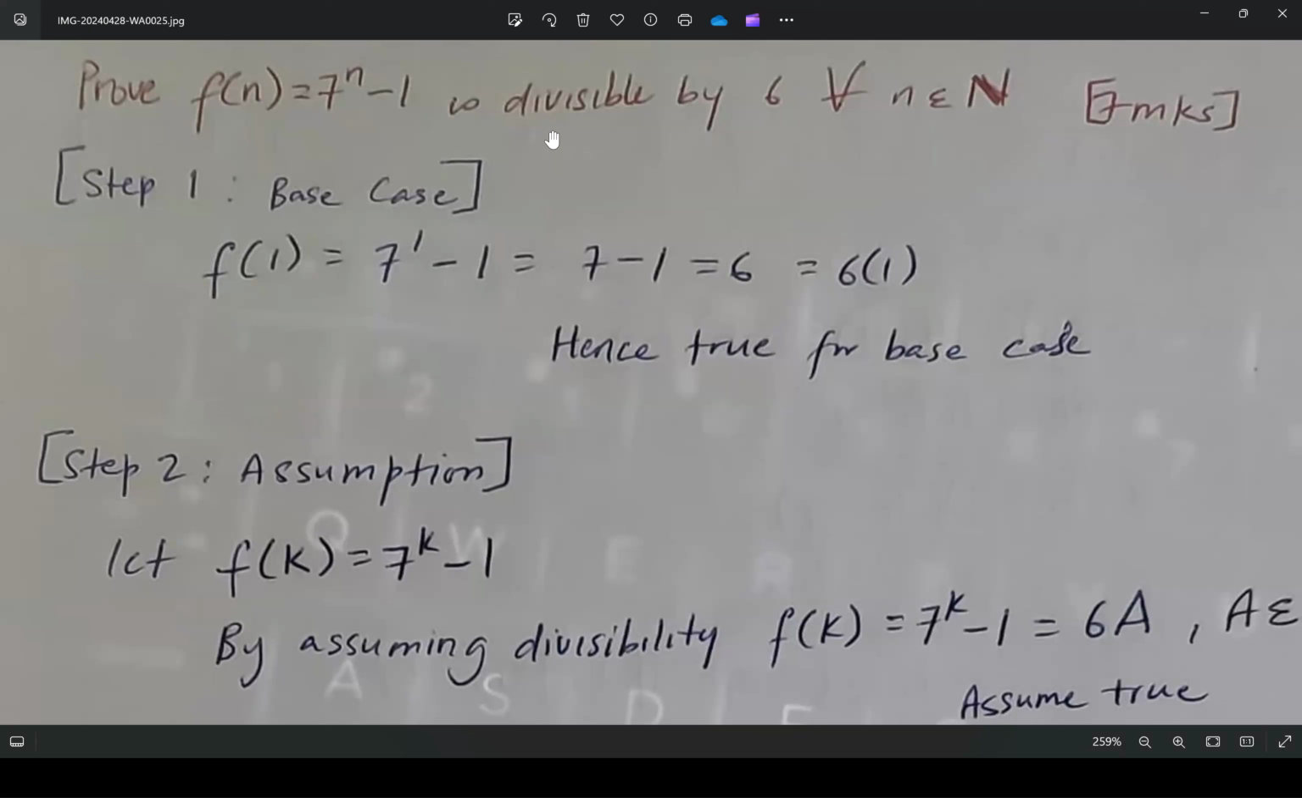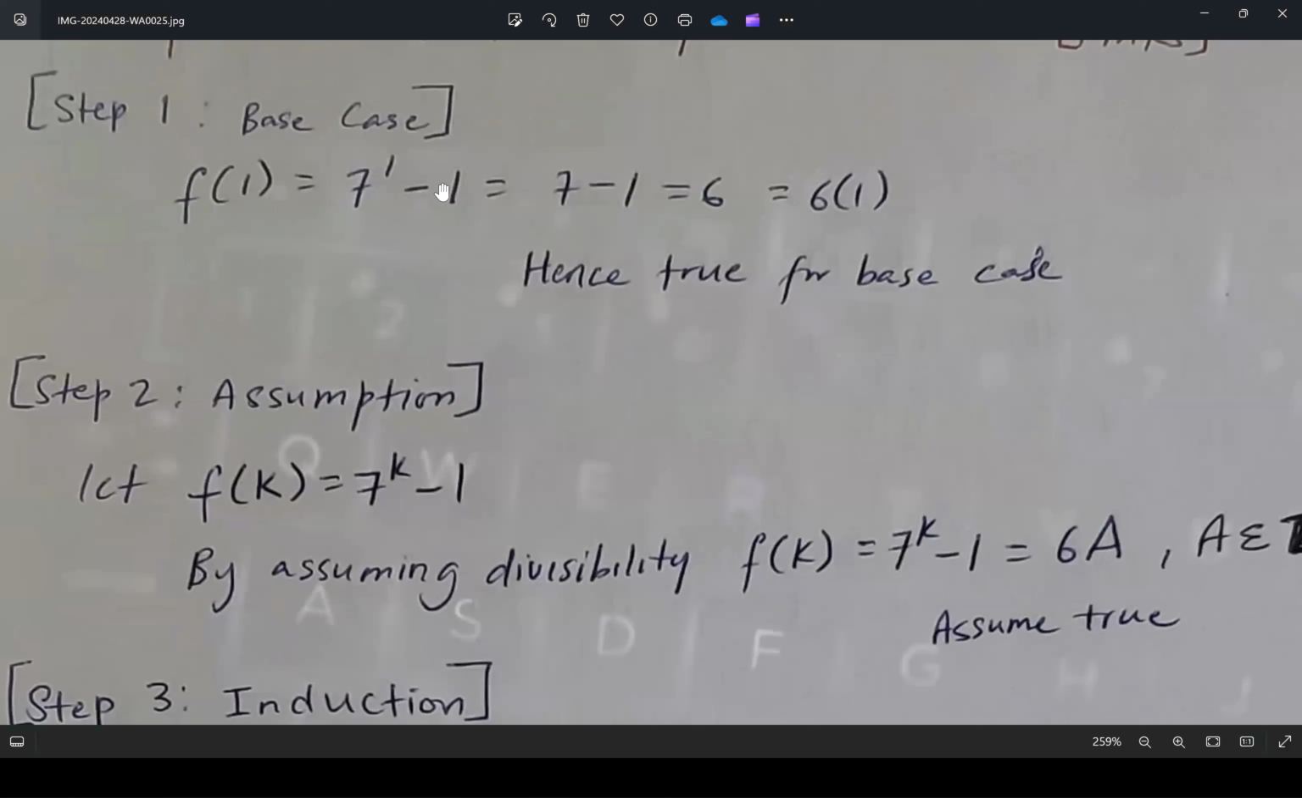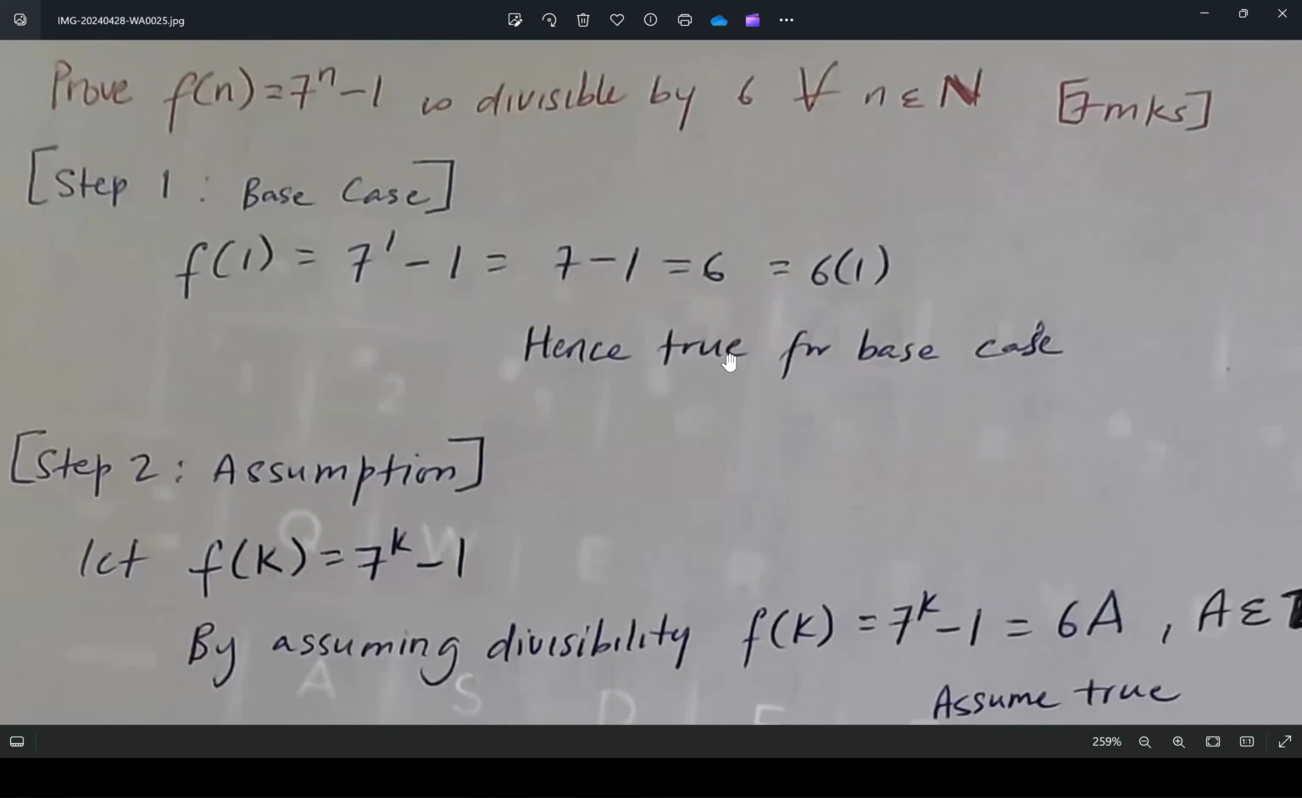We need to start with the base case. The first natural number is 1, right? Natural numbers are counting numbers. So when we plug in n equals 1, do we get an actual answer? I promise you this is the hard one. It doesn't really get harder than this, but I'll look at even more then. So I plug in 7 to the power of 1 minus 1. We get 7 minus 1 equals 6. 6 is divisible by 6, right? So that means this is true for the base case. When n equals 1, it's true.